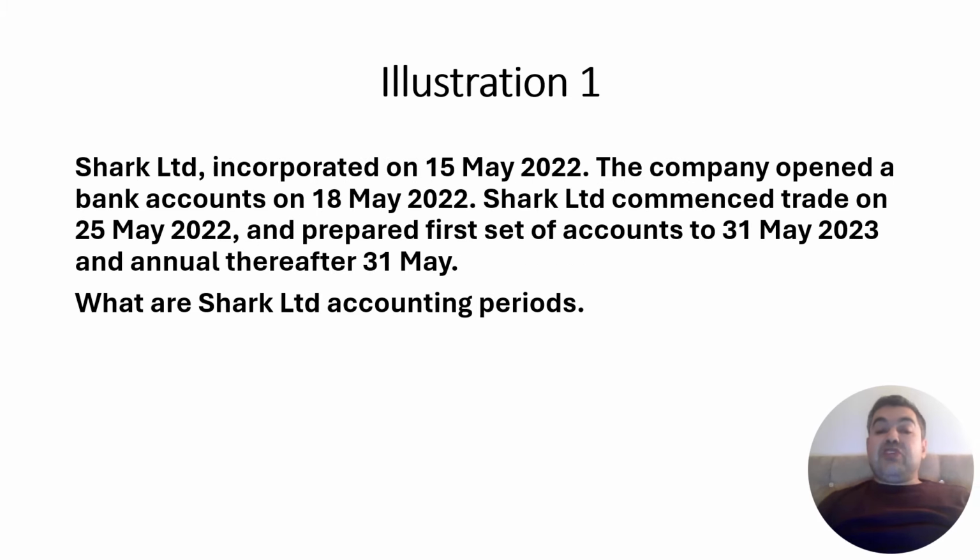Here is an example. Shark Limited incorporated on 15th of May. The company opened a bank account on 18th of May. Shark Limited commenced trade on 25th of May and prepared a set of accounts to 31st of May 2023 and annually thereafter 31st May each year. So what are the Shark Limited accounting periods? That is a newly incorporated company, so in exam, you might be tested.